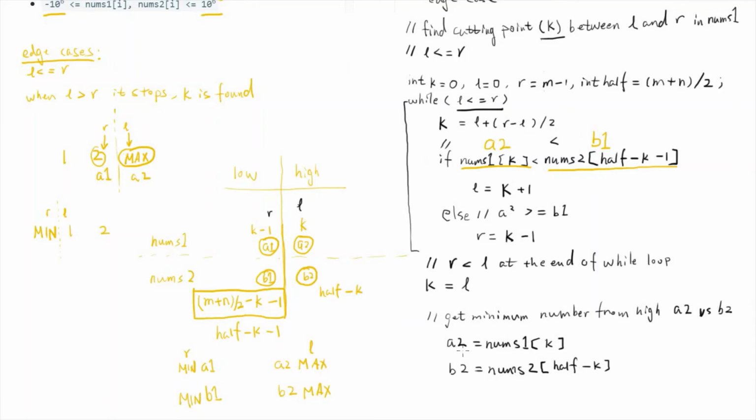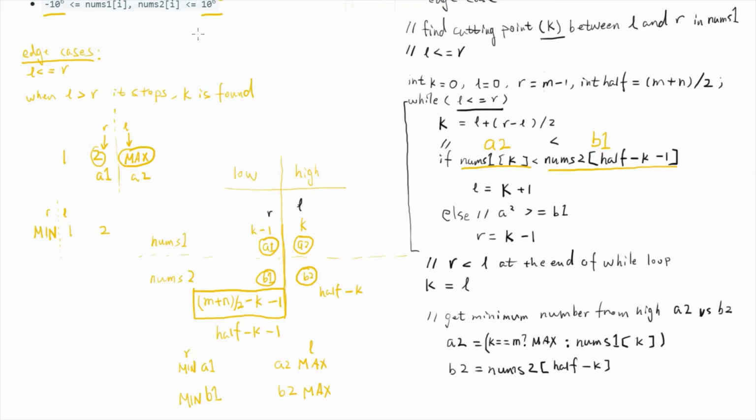So when we get a value for A2, we will check if k is out of the boundary. So the condition is we will check if k is equal to the length of the array nums1. If it is true, then we will assign the maximum. Otherwise, we will use the value at the position k.